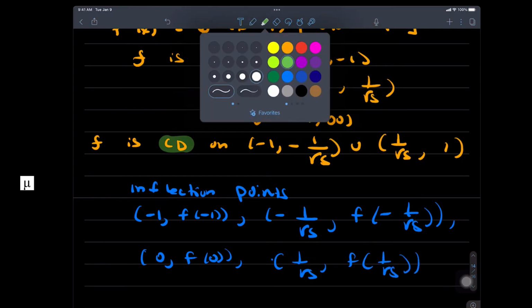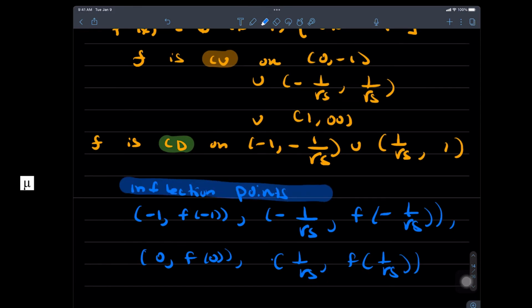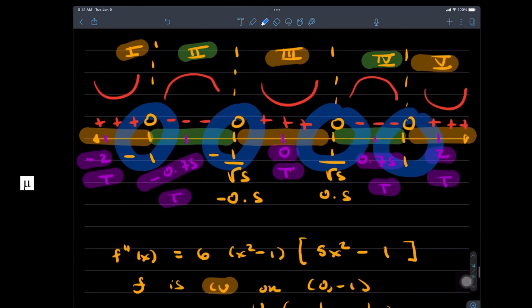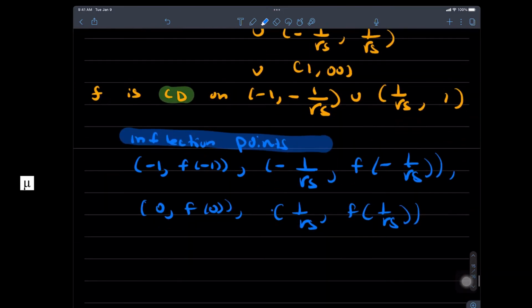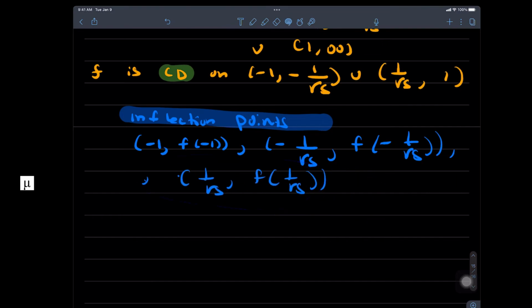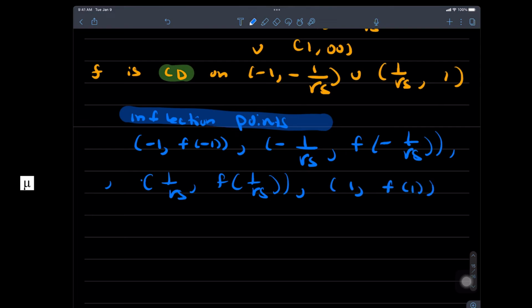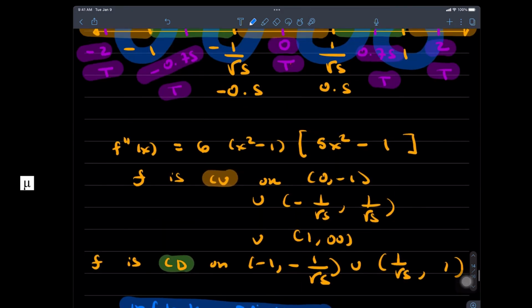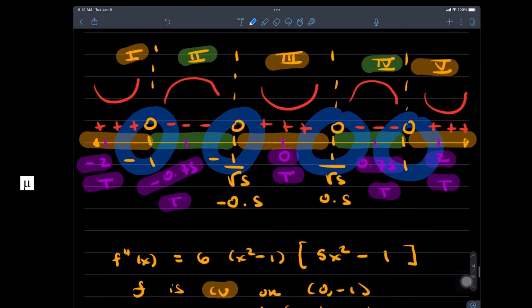So how many inflection points do you have here? Negative 1, negative, oh, not even 0. Sorry, I apologize for the 0. 0 has no inflection point. So I'm missing the 1. Okay, you guys okay with that one?